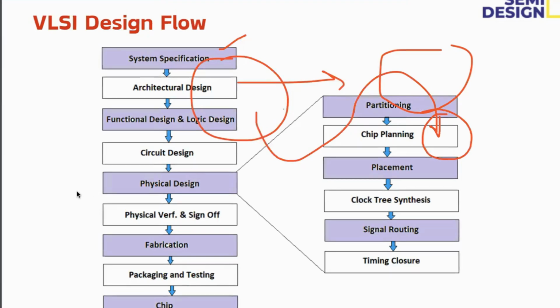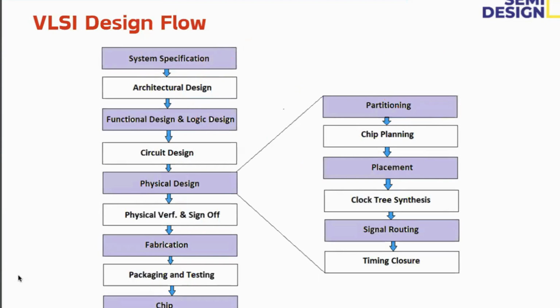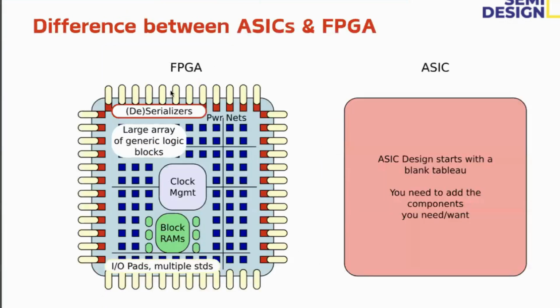That's why ASIC chips are permanent chips, like your processors, whatever chips you are using in the digital gadgets, those are ASIC chips. And FPGAs are reprogrammable. FPGA is nothing but field programmable gate array. It will look like this.